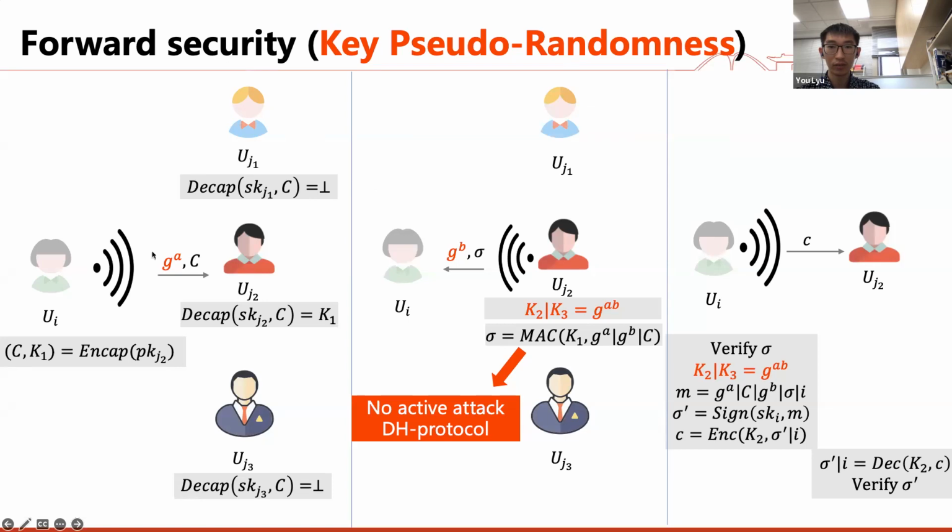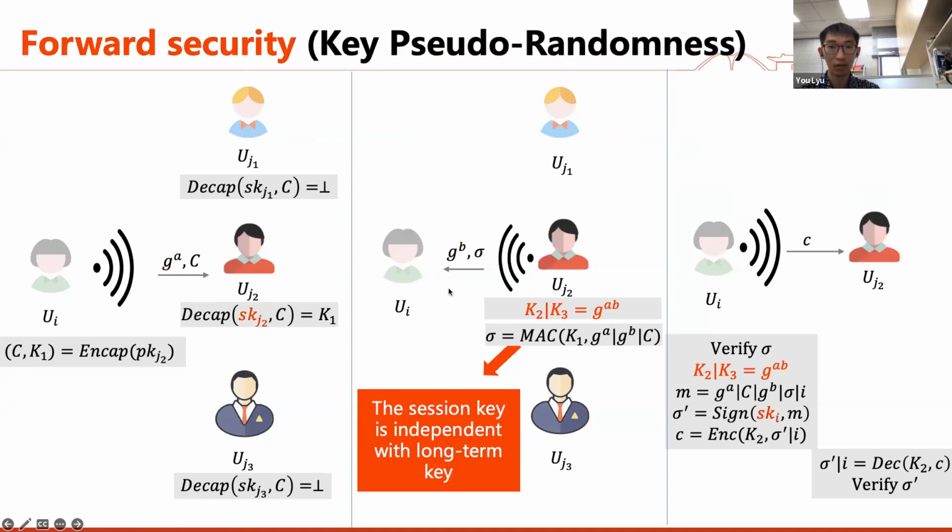Then the key pseudo-randomness is generated by the Diffie-Hellman key exchange protocol. Moreover, note that the session key is independent of the long-term keys of both users. Our construction also has forward security.